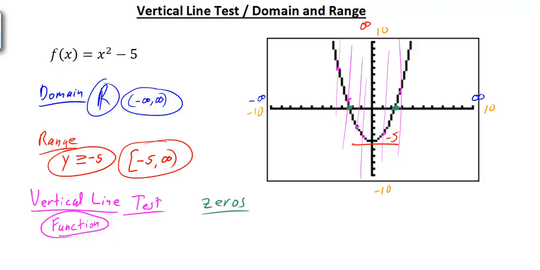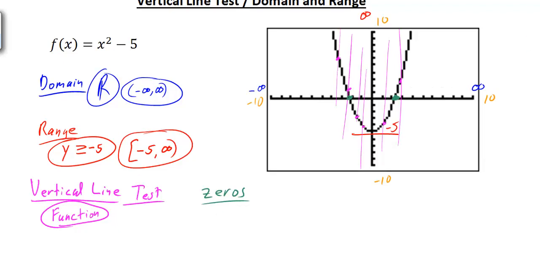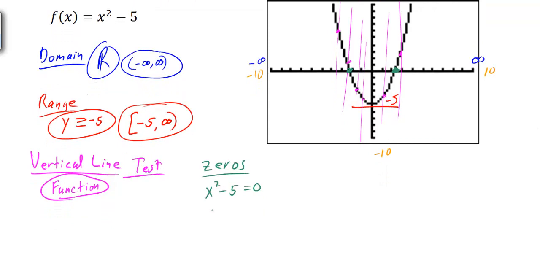So this is where we could actually take our function x squared minus 5 and simply set that equal to 0 and solve for x. If we do that, we end up with x squared equals 5, and then x equals plus or minus the square root of 5. And that's where we have our zeros. So this point here and here would be negative square root of 5 and positive square root of 5.